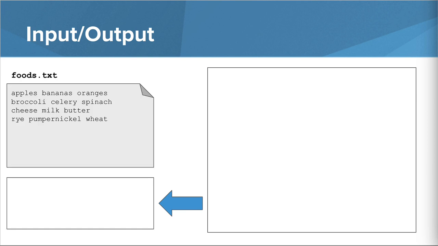Let's say for the time being that we have a file called foods.txt. It contains four lines of text. The first line has different types of fruits. The second has different types of veggies, and so forth. If we want to read from this file, the first thing we need to do is create a file object and store it in a variable. We can use the open function to do this. The function takes a single argument, the name of the file as a string, and returns it as a file object. In this example, we store the file object in a variable called file.